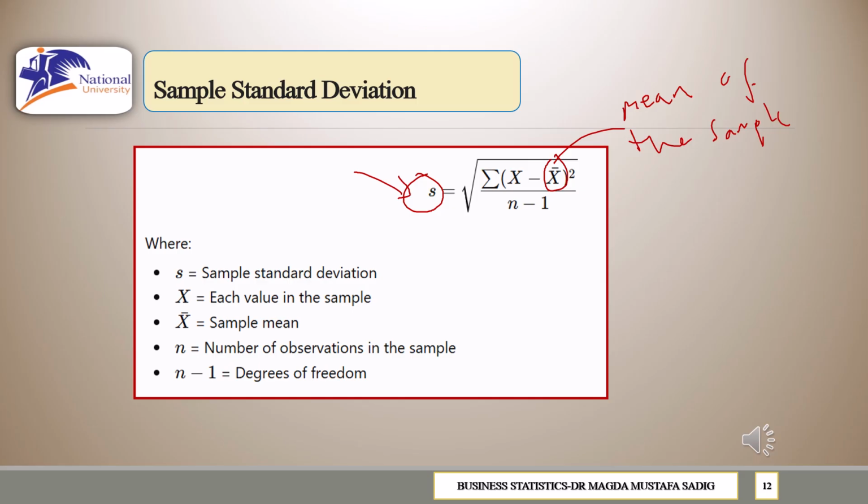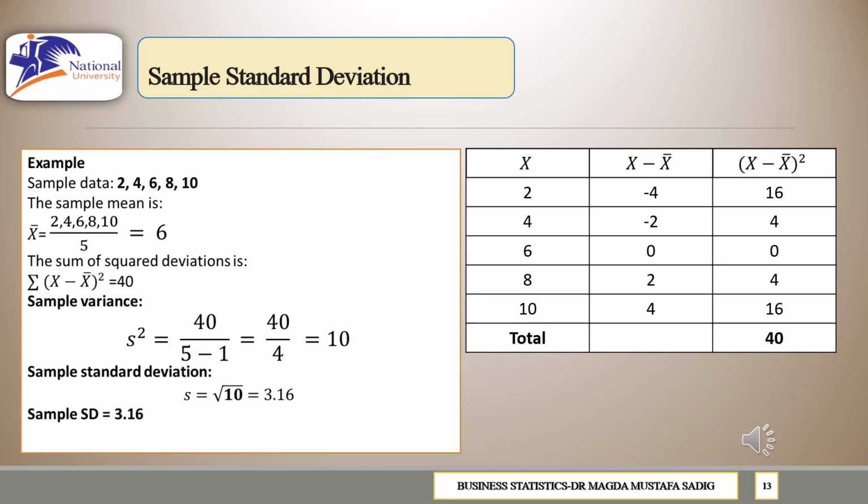So observe that the population divides by capital N, while the sample divides by small n minus 1. This is the sample standard deviation. Observe that we divide by n minus 1. So we get 10. Then this is the variance. And this is the deviations. And for the sample standard deviation, we have the symbol small s.